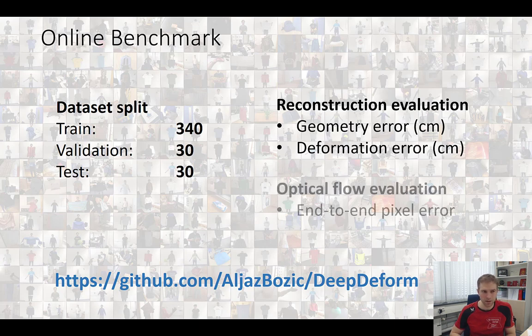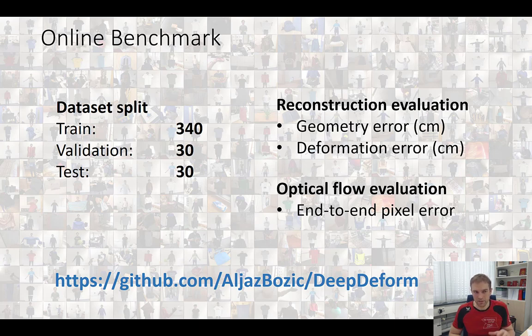We also have an optic flow evaluation. This is not the main intent here, but of course, we can also abuse the 3D proxy data to get real world flow data. I mean, there's a bit of a question in terms of how accurate everything is. We can say it's definitely pretty accurate.